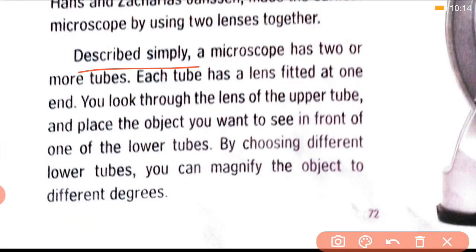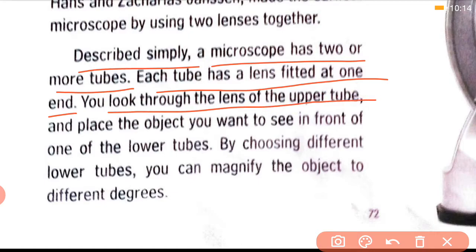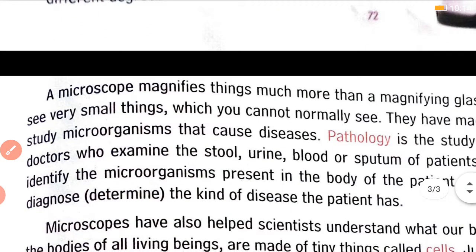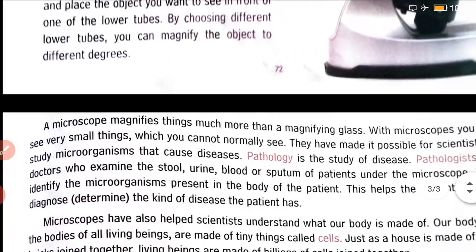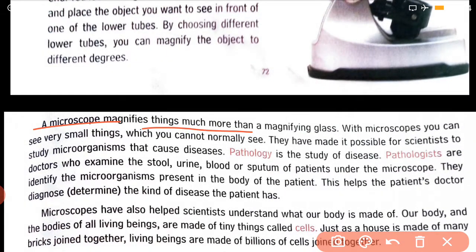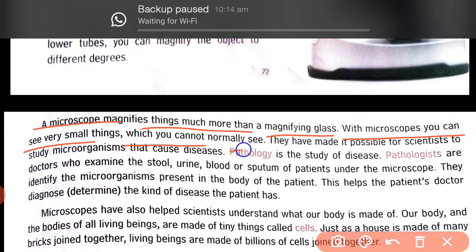Described simply, a microscope has two or more tubes. Each tube has a lens fitted at one end. You look through the lens of the upper tube and place the object you want to see in front of one of the lower tubes. By choosing different lower tubes, you can magnify the object to different degrees. Microscope magnifies things much more than a magnifying glass. With microscopes, you can see very small things which you cannot normally see.